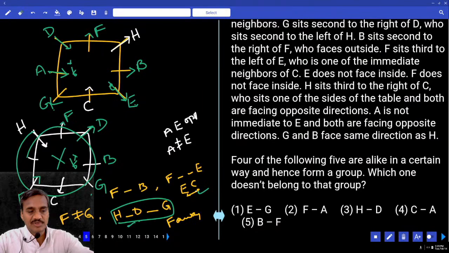And E and G, are they facing the same? Yes, away from the center. F and A, one inward, one outward. H and D, one inward, one outward. C and A, both are towards the center. And B and F, both are away from the center.